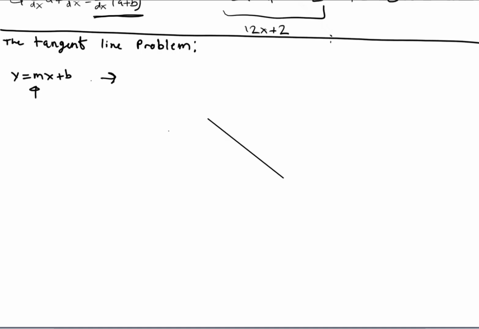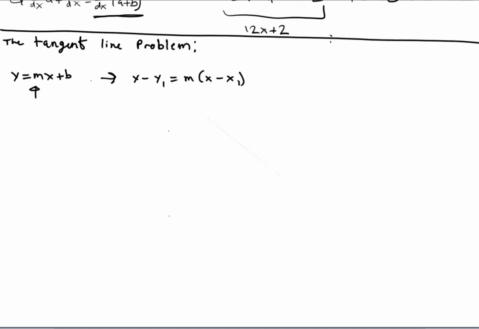So there will be many problems where you end up finding an equation in the form of y minus y1 is equal to m times x minus x1. So whenever you do this type of problem, that m value right there, that's the derivative.